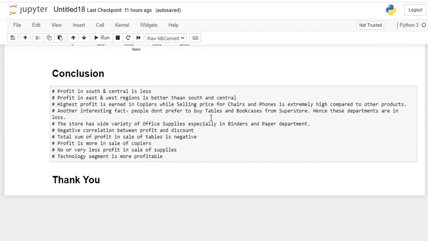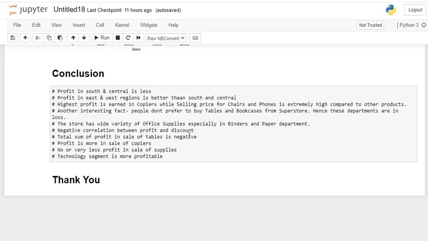Another interesting fact is that people don't prefer to buy tables and bookcases, and the number sold is very low. Hence these departments are in loss, so as a business manager they have to think about how to strengthen those departments. The store has a wide variety of office supplies, which is visualized in the pie graph. The papers occupy more portion, that is binders and papers.